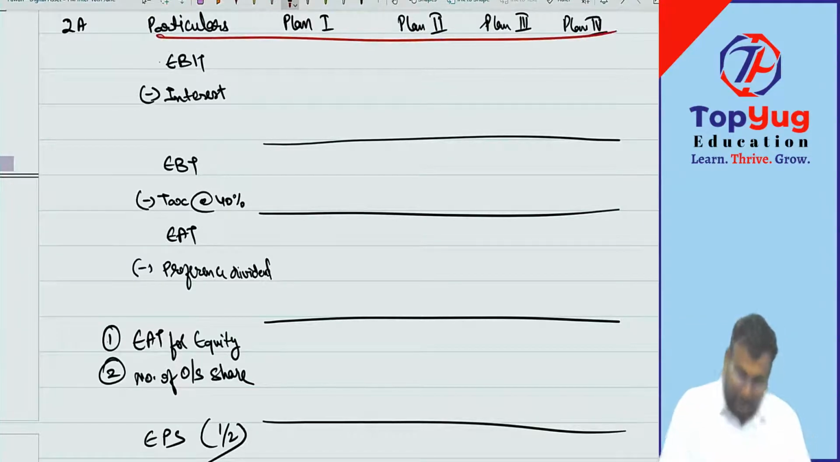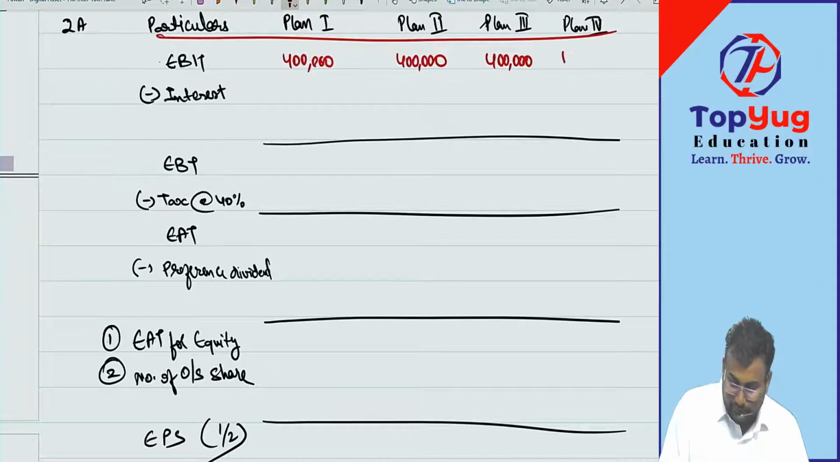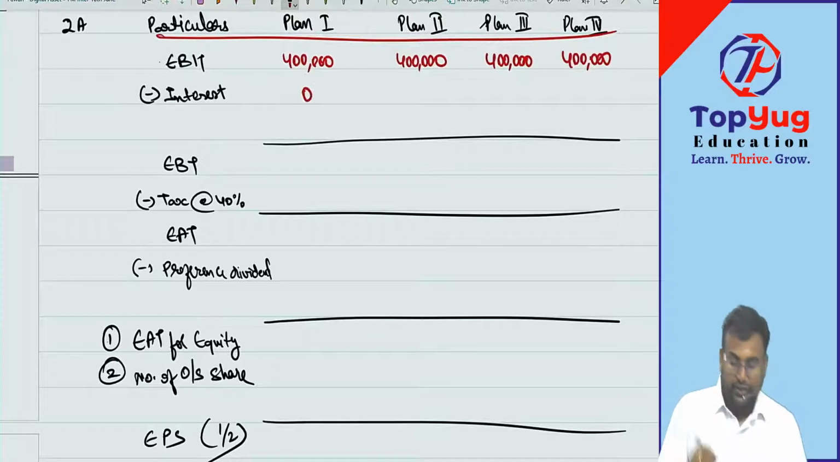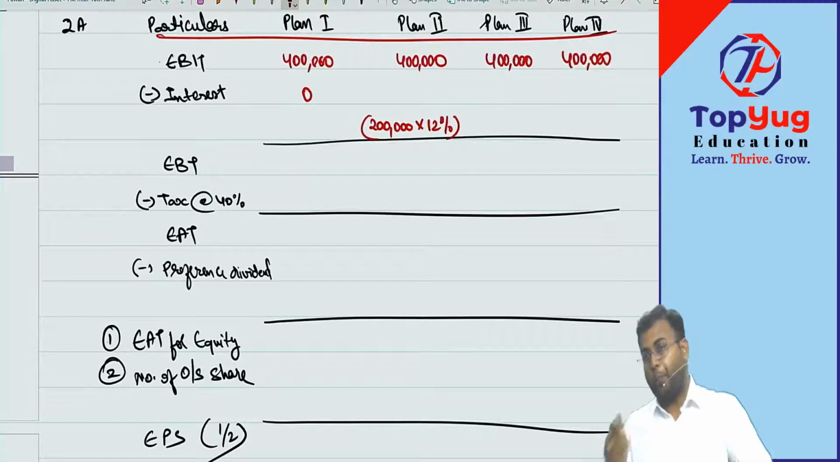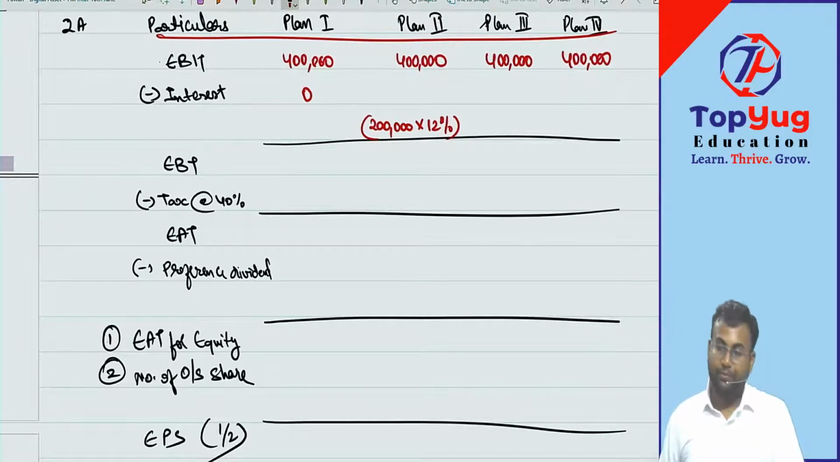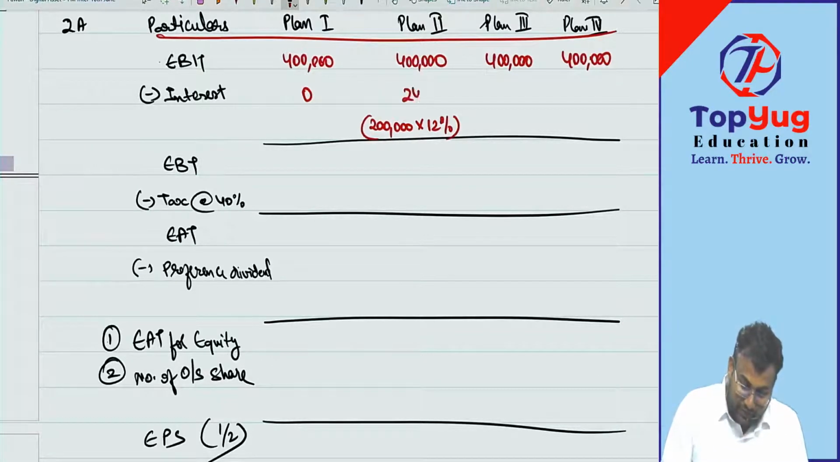One thing is for sure, EBIT for each plan is 4 lakhs. Interest in the first plan is 0. Second plan is 2 lakh into 12%. Now you know why I have kept this row open. Otherwise I have to make a working note. So why do I make such a small working note? I have been showing the working here itself. So that would be 24,000. Again, here you will have 3 lakh.